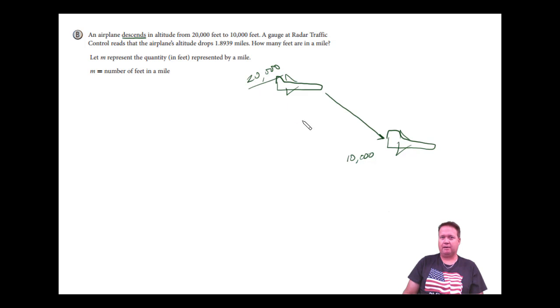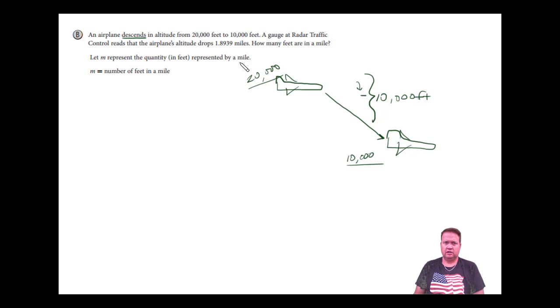Let's take a look. How many feet did it drop? It went from 20,000 down to 10,000. Hopefully you can do some simple math in your head and realize it dropped a negative 10,000 feet, right? Let's take a look at the radar traffic control. They actually have a gauge, and it reads that the airplane's altitude dropped by 1.8939 miles. So even though the airplane actually dropped from 20,000 feet down to 10,000 feet, the radar traffic control doesn't have feet, they have miles.